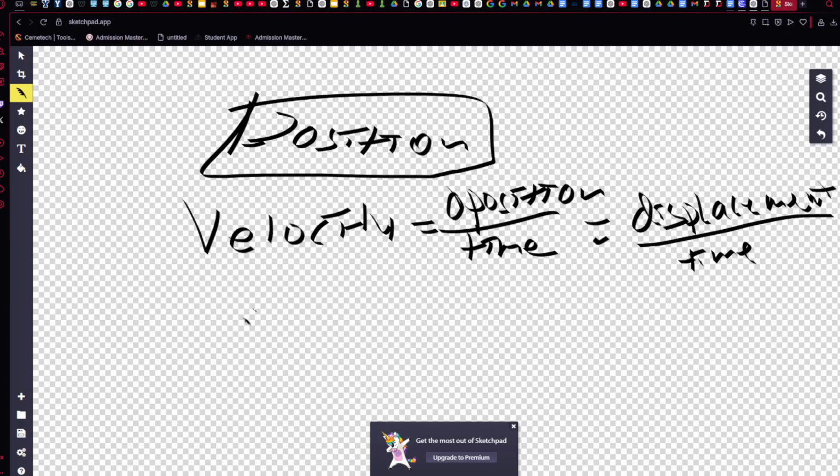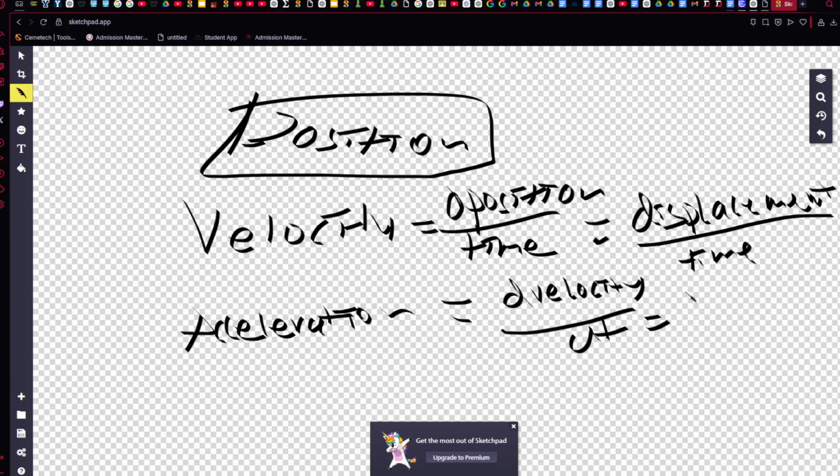Although this isn't always the case, because there's something called instantaneous velocity, which means the velocity at one point. Essentially what your speedometer says. And acceleration is the change in velocity over time, so I put d velocity over dt. And this will be just velocity final minus velocity initial over t. And yeah, these are how to calculate each other.